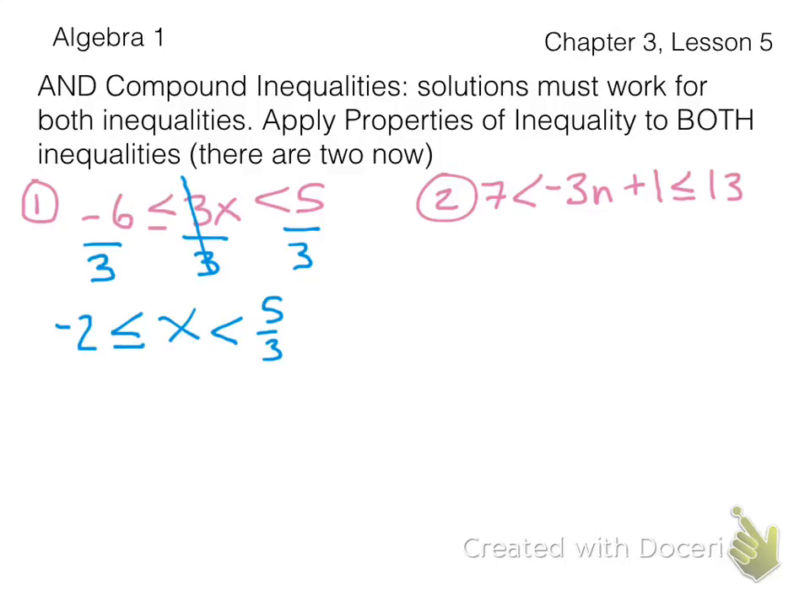Okay? And you can always go back and check. Well, what's a number between -2 and 1 2/3? Well, you could pick 0. Well, 3 times 0 is 0, and 0 is definitely greater than -6, and 0 is definitely less than 5. Okay? So this basically describes all the possible values for x that would make that true.